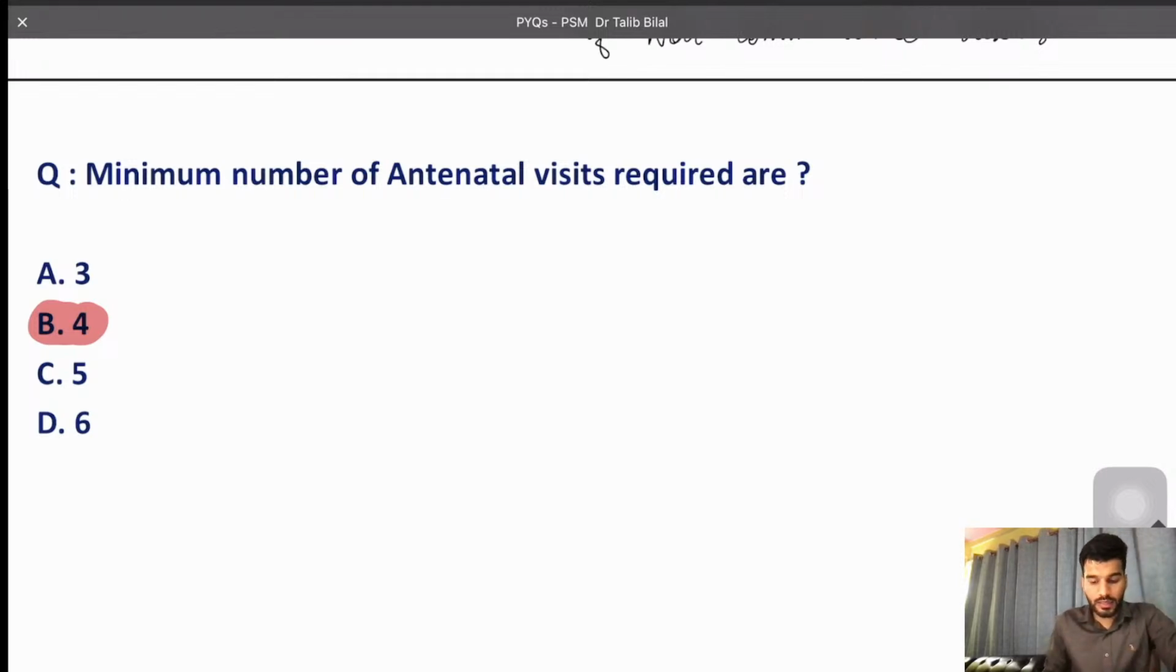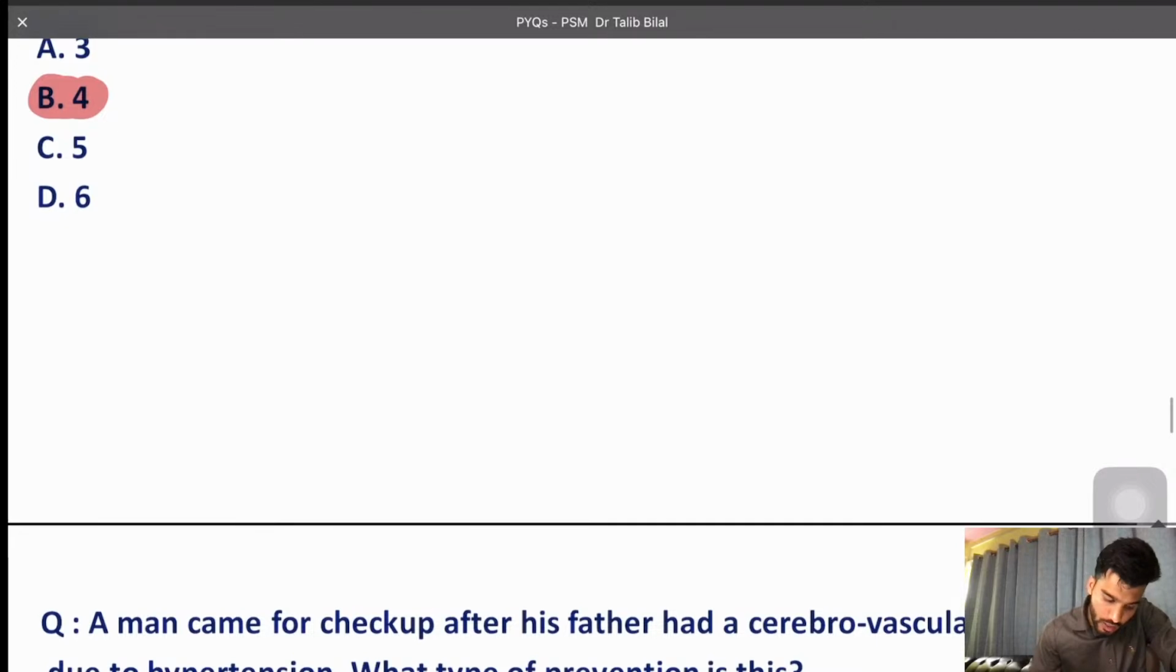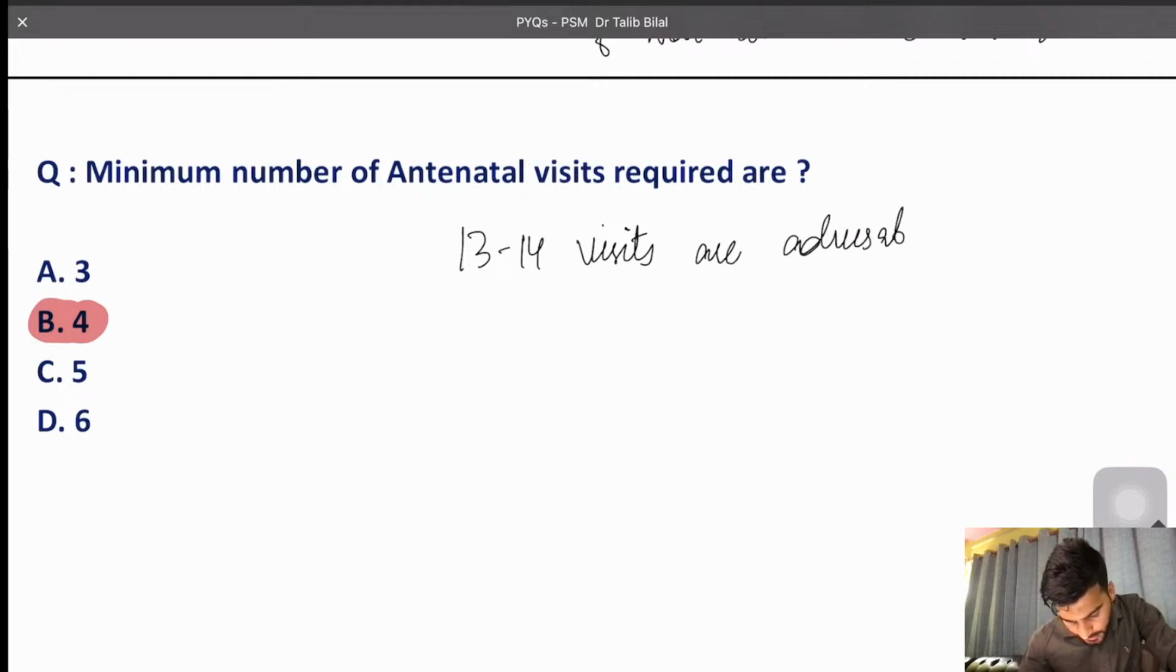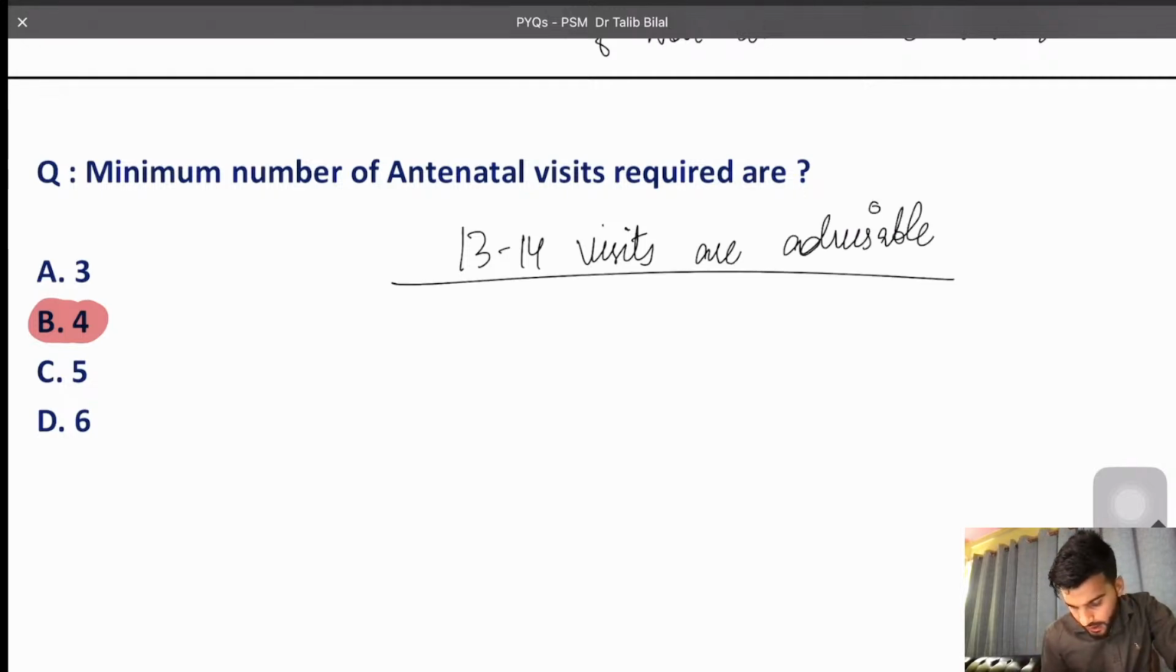Minimal antenatal visits required are 4. Now if I talk about how many antenatal visits are required, mainly 13 to 14 visits are advisable. How many visits? 13 to 14 visits are advisable.